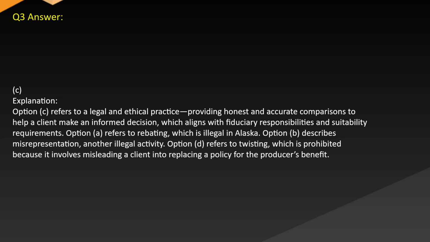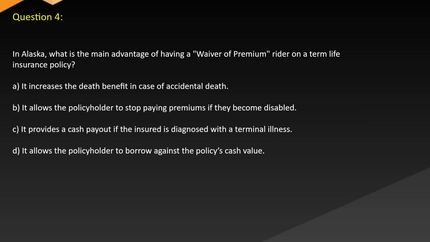Option D refers to twisting, which is prohibited because it involves misleading a client into replacing a policy for the producer's benefit. Question 4. In Alaska, what is the main advantage of having a waiver of premium rider on a term life insurance policy?